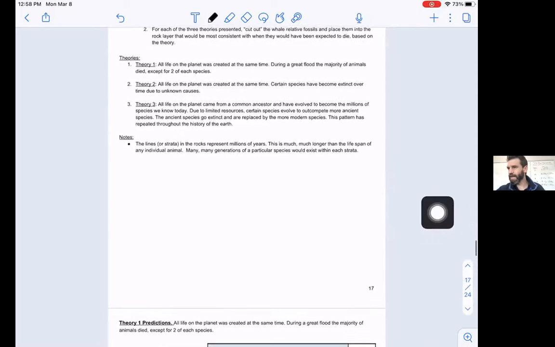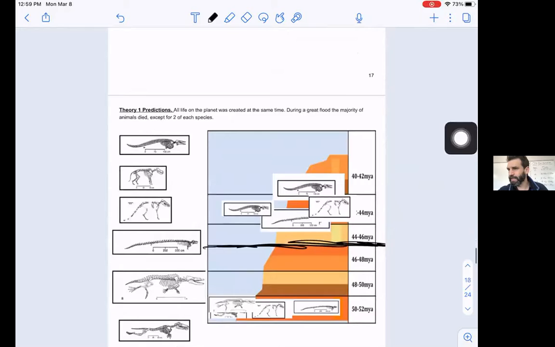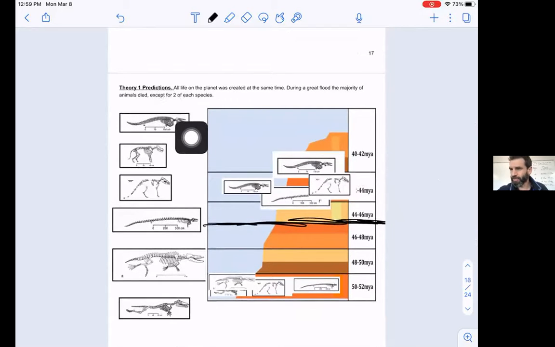Then we looked at three different theories, and we cut out different structures of whales and placed them in different rock strata. Remember, strata is just a fancy word for a layer of rock. And the layers of rock are dated. So the ones at the bottom, that rock is aged to about 50 to 52 million years ago. And then it goes all the way up to the youngest rock, which is about 40 to 42 million years ago. And again, there's no right answer here, but you want to be able to defend your principles a little bit of why you chose this.